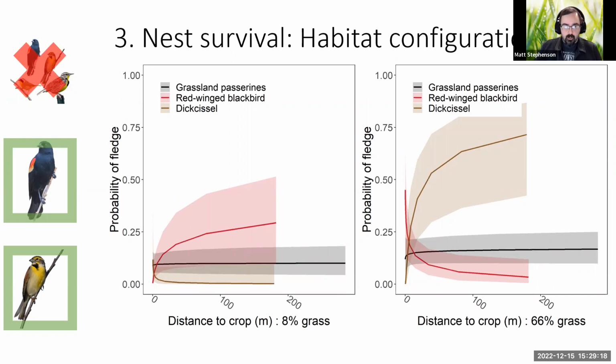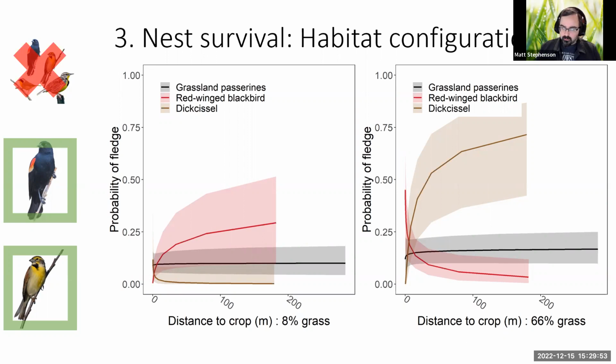Because the nest data was point data, we were also able to include nest distance to crop edge, so measured at the nest level and not the patch level, to see whether or not crop edges in particular were affecting nest survival. On the left here, we have a landscape with very little grass in it, only 8% grass within a 150 or 200 meter radius circle. And we've got really wide confidence intervals. So I'm not going to lean on the effects in the really depauperate landscape there.